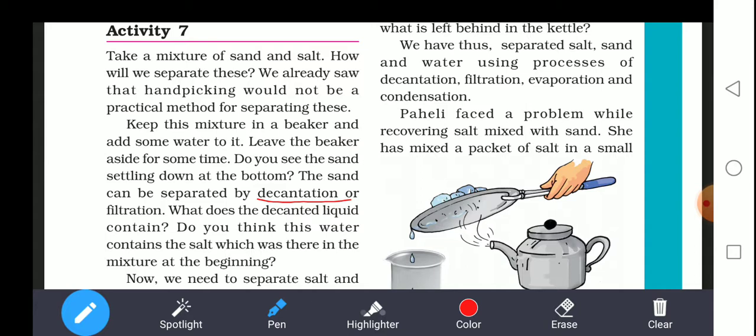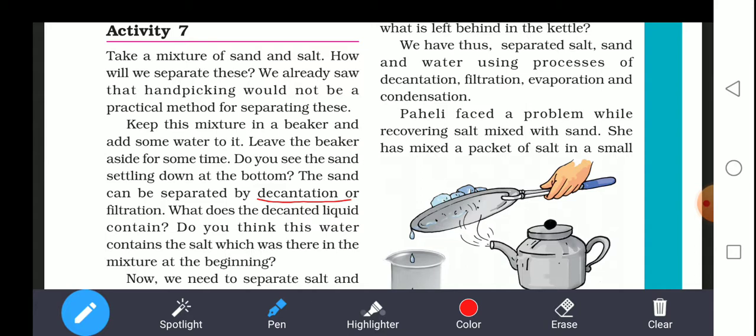Do you think this water contained the salt which was there in the mixture at the beginning? At the beginning, when you are adding water, make sure that there is no salt content in it. So what happened? Pure water is poured down in the mixture of sand and salt. After some time, the salt is mixed with water.